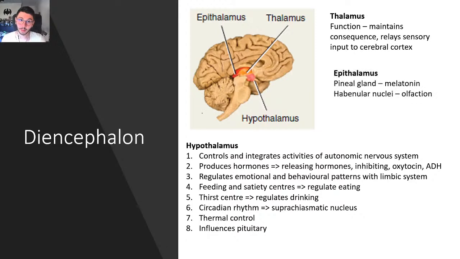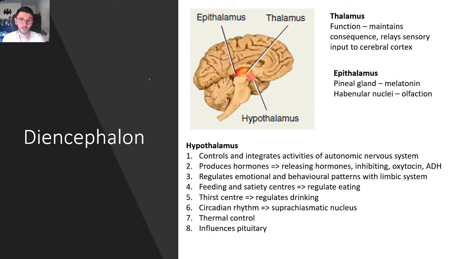Now the epithalamus is found on top of the thalamus. It has 2 main features. It consists of the pineal gland and the habenular nucleus. The pineal gland produces melatonin, which helps with our sleep, whereas the habenular nucleus relates to olfaction, so it relates with smelling, and it communicates with the relevant cranial nerves and the brain.